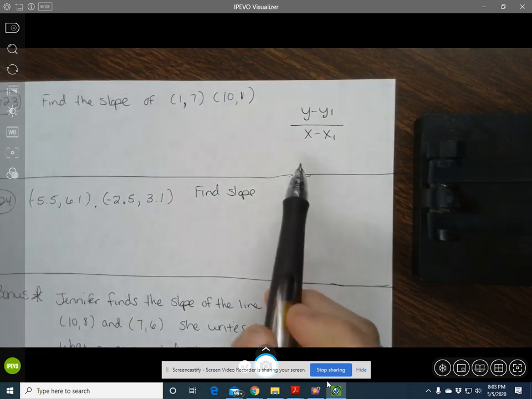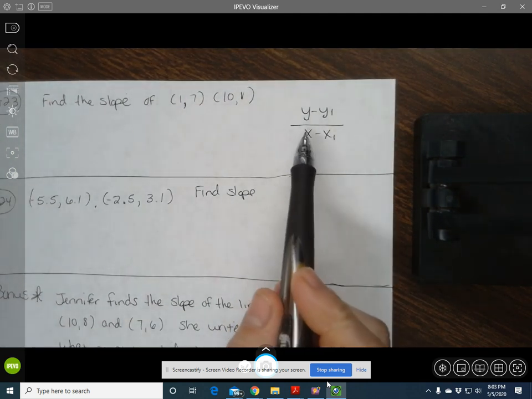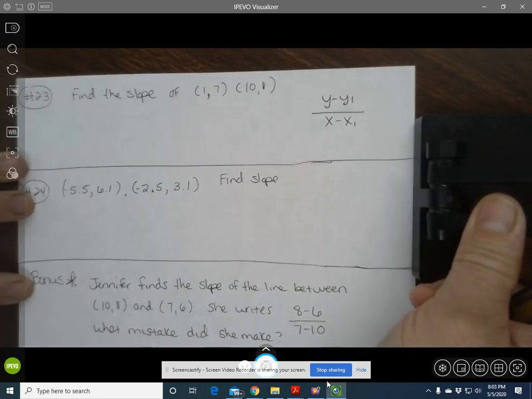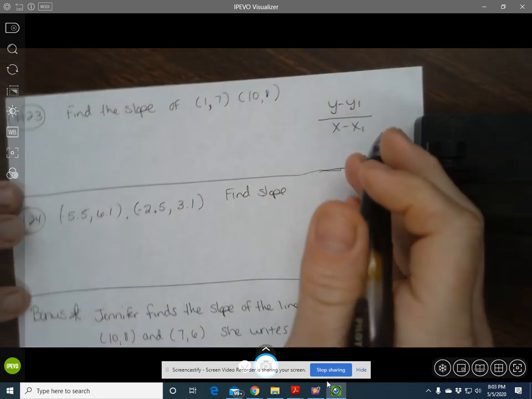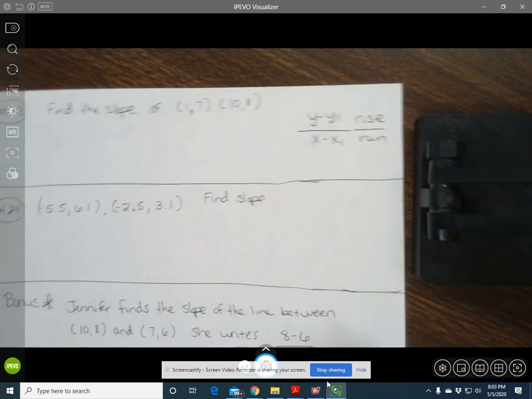The number one thing that's going to happen is you guys are going to put x on the top because you always think x comes first, but not in slope. You always do y because remember, it's rise over run. Rise is your y, and x is your run.